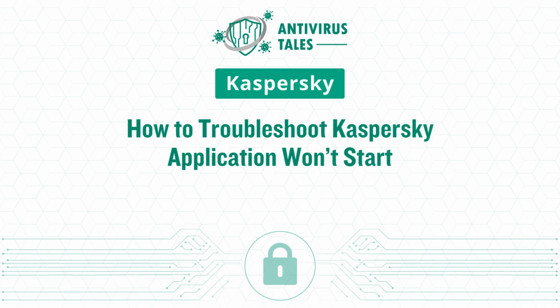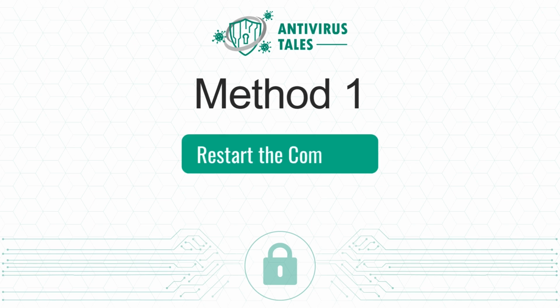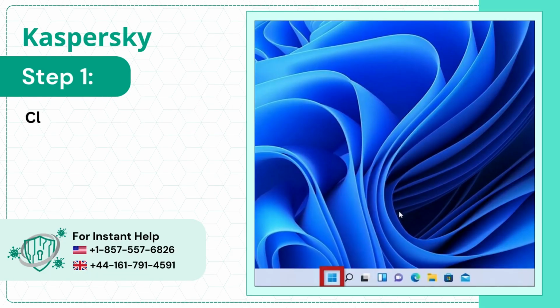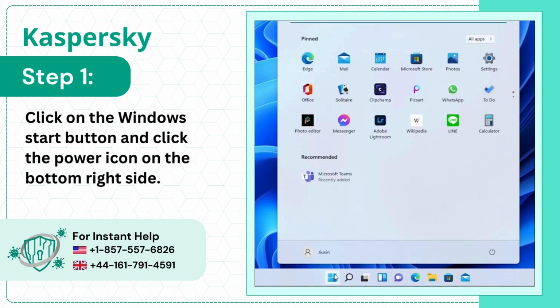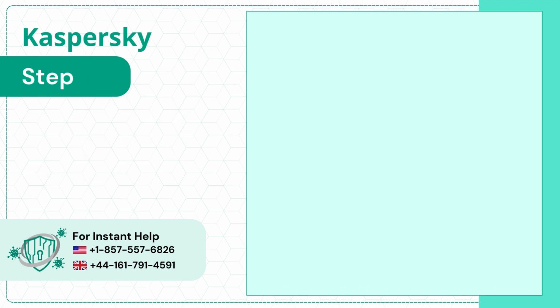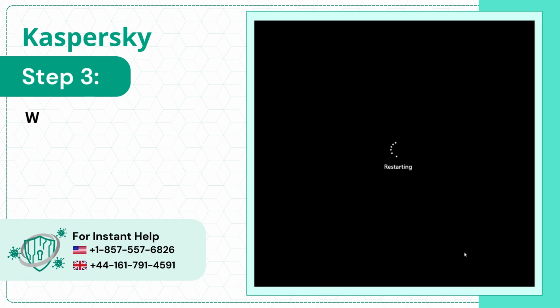How to troubleshoot Kaspersky application won't start. Two quick solutions. Method 1. Restart the computer. Step 1. Click on the Windows Start button and click the power icon on the bottom right side. Step 2. Click Restart. Step 3. Wait for the system to turn back on.